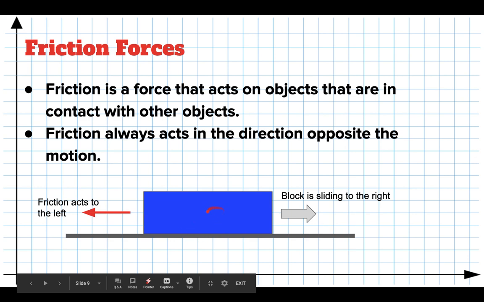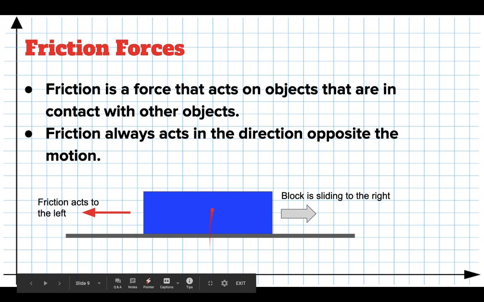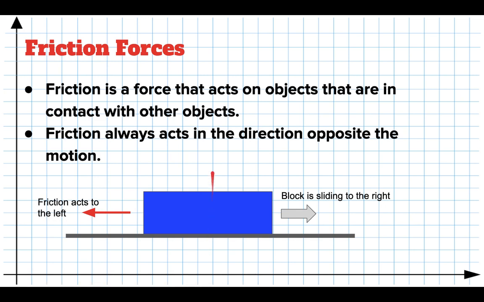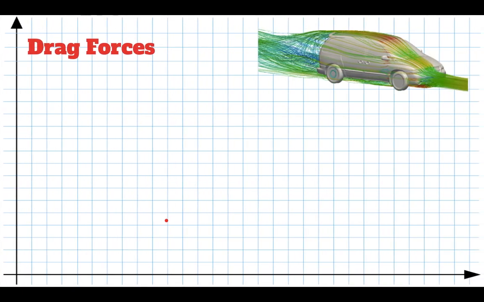So if you actually look at this box right here, gravity is pulling down on it. That's the force of gravity, the weight. The floor is pushing up on it. I didn't draw those two forces. Maybe I should have. The block is sliding to the right, and so there's friction to the left if these two surfaces are in contact. All right? So that's friction force.